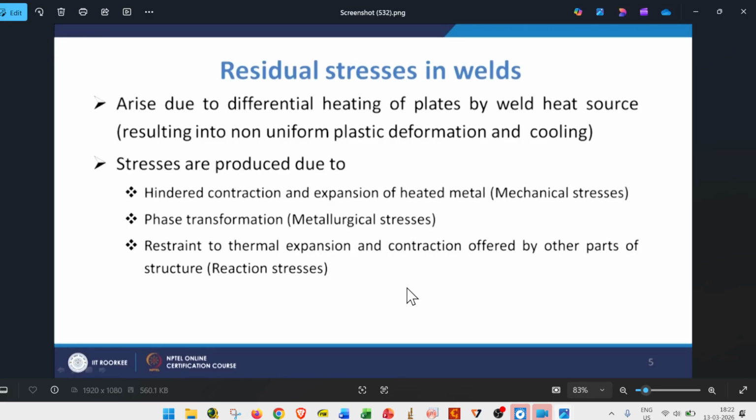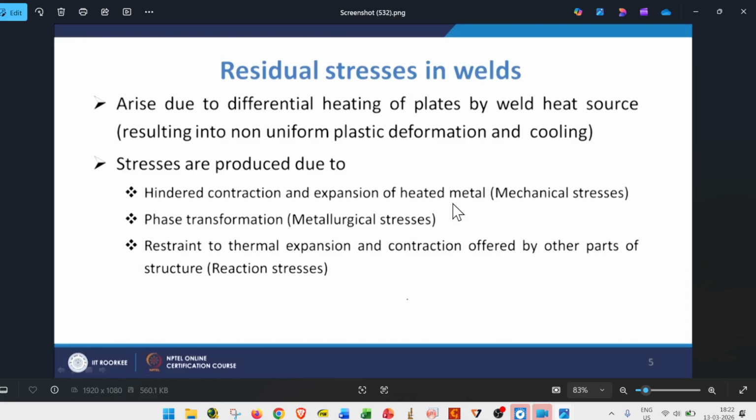So in welding, why are they produced? Stresses are produced due to hindrance of the contraction and expansion of the heated metal during the welding process. Only the weld portion reaches the melting point, and the temperature varies with distance. Because of the difference in temperature at different locations, the expansion also varies, and that generates the residual stresses.